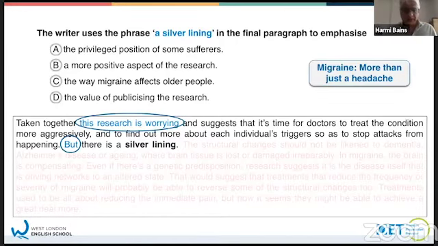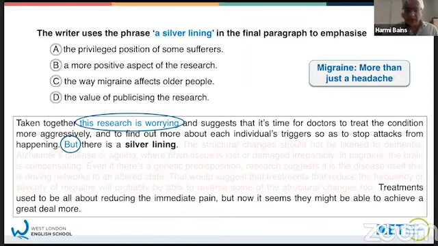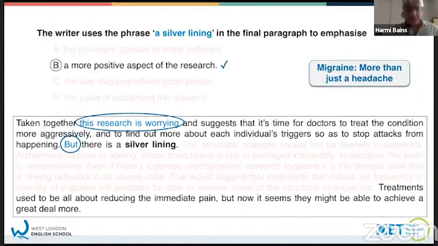You can read on, and I'm sure you read it, it talked about Alzheimer's and the difference with migraines and Alzheimer's. And just at the bottom, if I highlight this sentence, it says treatments used to be all about reducing the immediate pain, but now it seems they might be able to achieve a great deal more. So basically, it sounds very positive, what they found with treatments. Looking at the answer options then, again, if you're not sure, you can use process of elimination. The actual answer is B, a more positive aspect of the research.